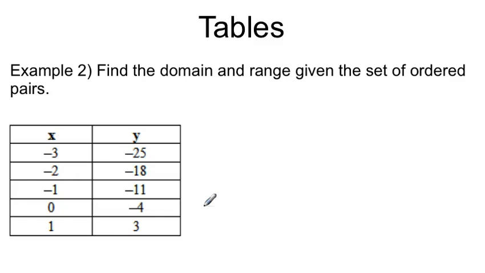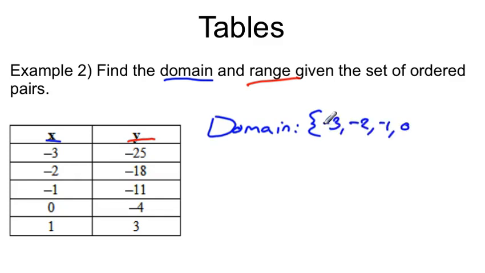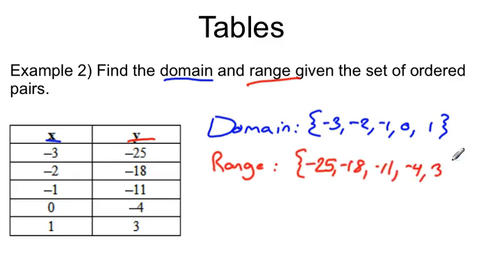Let's now look at what a table is going to look like. And this one's nicely labeled for us, X and Y. Remember that our domain is a collection of all the X values, and our range is a collection of all the Y values. So when we go to write this down, it's pretty simple. For the domain, look down the left side of the table. So the domain in this case, again, don't get lazy, write it out. The domain is -3, -2, -1, 0, and 1. For my range, that's just going to be, again, the collection of Y values. So in this case, -25, -18, -11, -4, and 3.